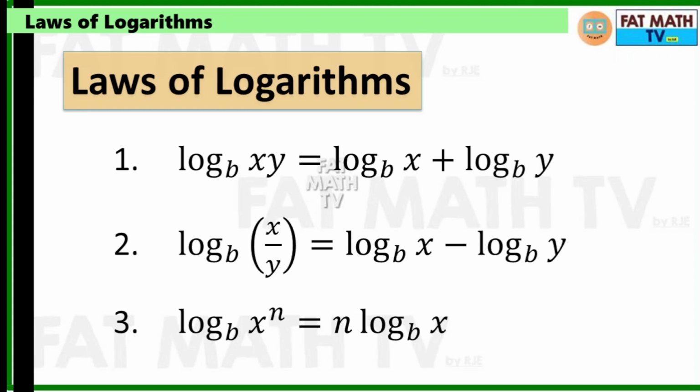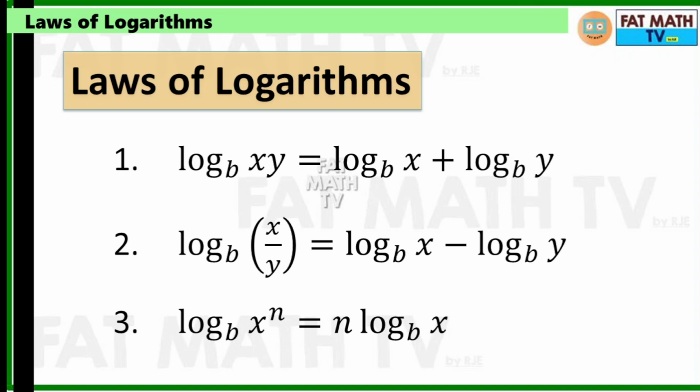The logarithm of the product of x and y to the base b is equal to the sum of the logarithms of x and y. We can prove this by changing this into its exponential form. But in this video, we will only apply these laws of logarithms.